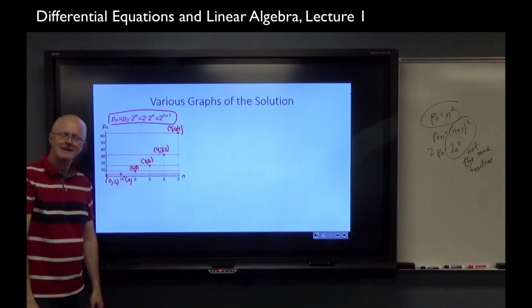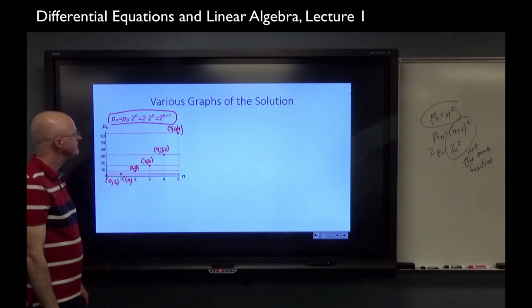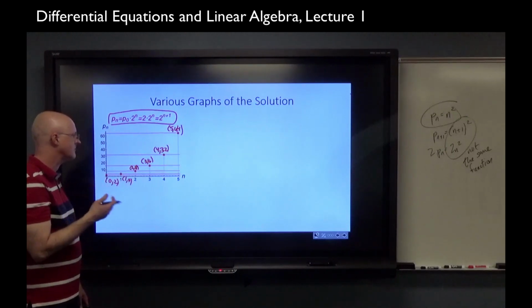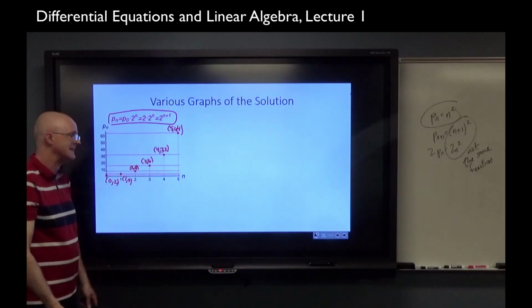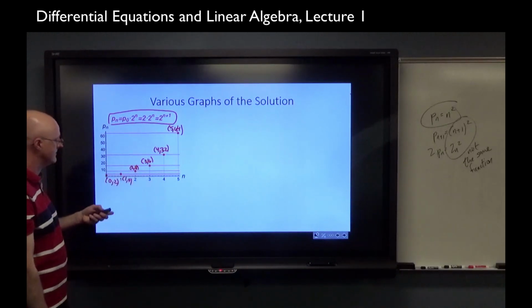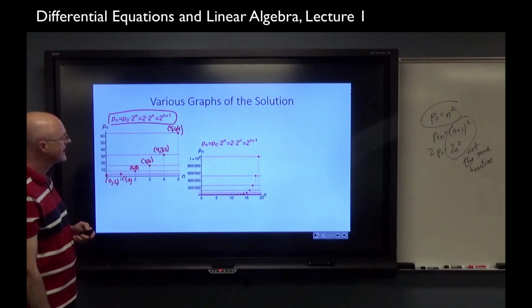Now it's real tempting to connect the dots, isn't it? But don't, not for this kind of difference equation. Because we're not imagining this is necessarily accurate in between these whole number values of n, even though the formula could be accurate there. And in fact, when we think about a differential equation, we will assume it is accurate, actually. Here's another graph of it.